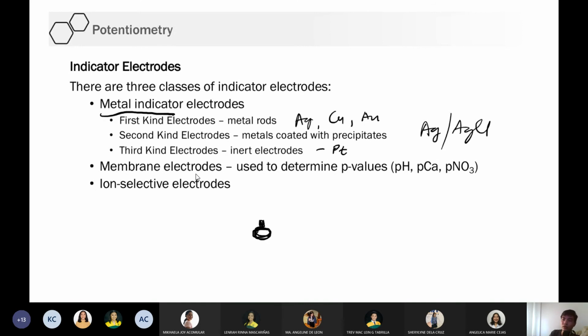Ion selective electrodes are for ions other than these. Okay. Say you want to determine the lead concentration, or you want to determine the mercury. That's what you would use, ion selective electrodes. Okay.